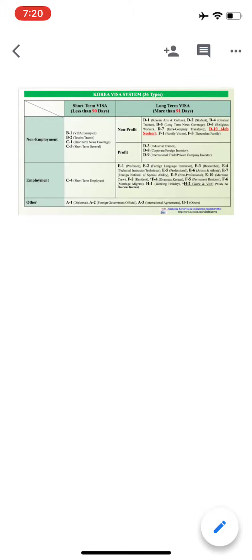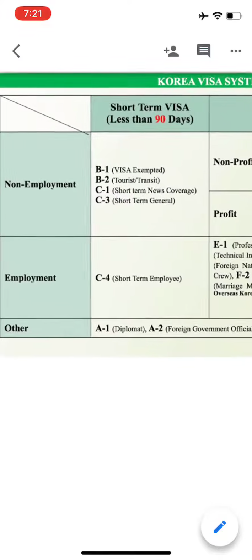But if you have a visa of 91 days or more, you need to register your ARC, the alien registration card, at the immigration office. Can you understand? Only somebody who holds a visa of 91 days or more can register their ARC at the immigration office, and then you can work or run your own business. I will explain further in detail.